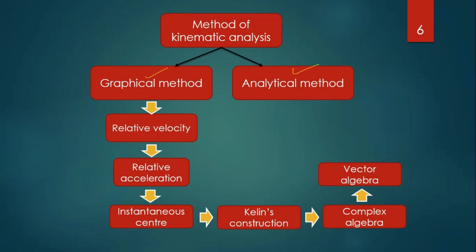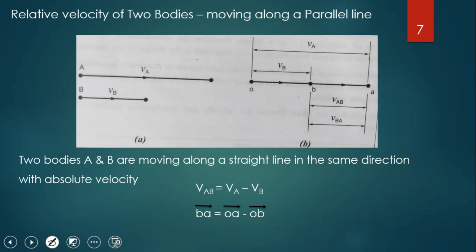The graphical method is further classified into relative velocity, relative acceleration and instantaneous center method, Klein's construction, and complex vector algebra. Okay. Now, the relative velocity of two bodies moving along a parallel line. Consider the two bodies A and B moving along a parallel line in the same direction with absolute velocities VA and VB.